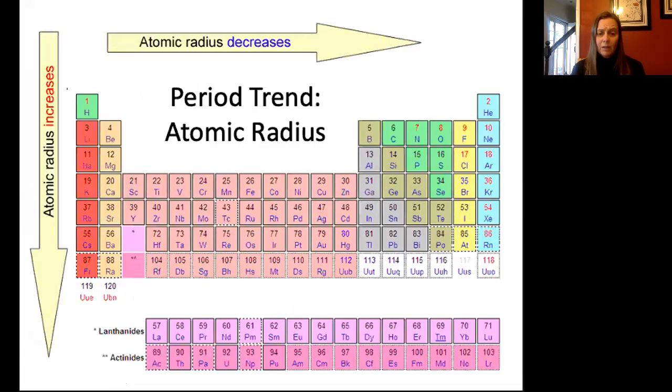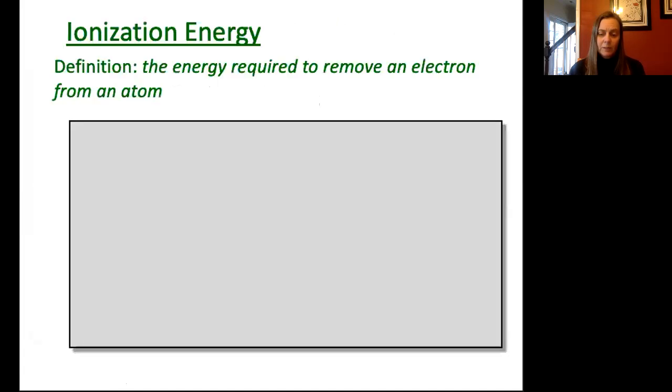So if we were to sum it all up, if we take a look at our periodic table, as we go across the periodic table, atomic radius decreases, the atom gets smaller. As we go down the table, atomic radius increases, the atom gets larger. So that's our first atomic characteristic that we're going to talk about. Now let's move on to the second one.